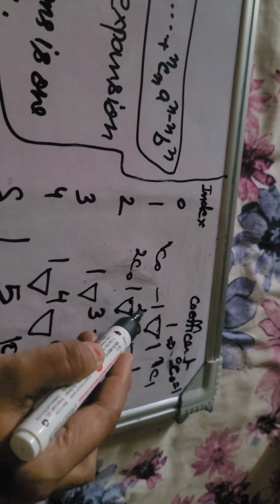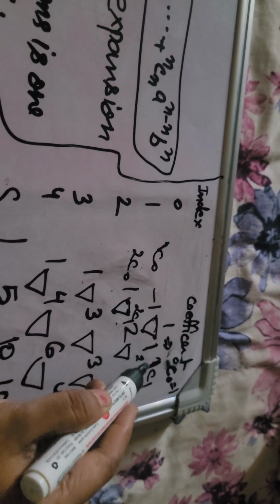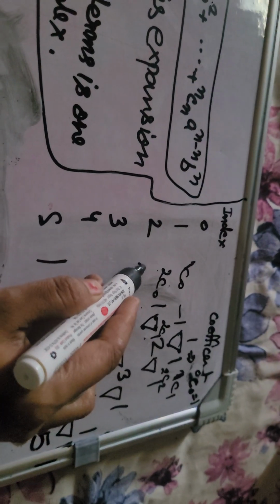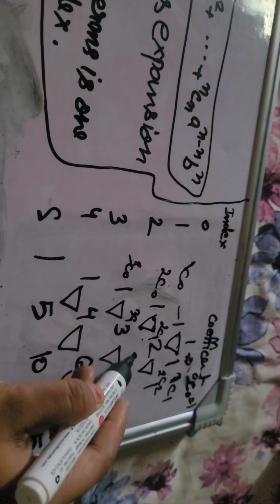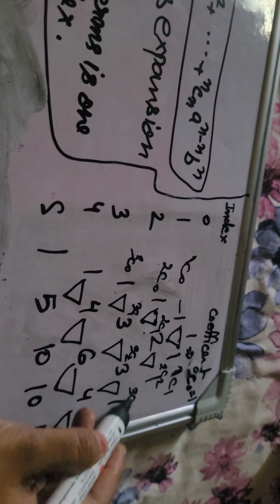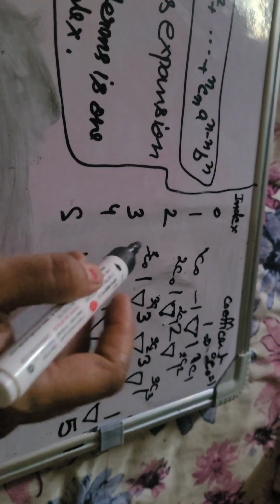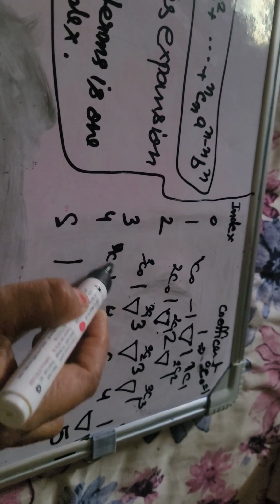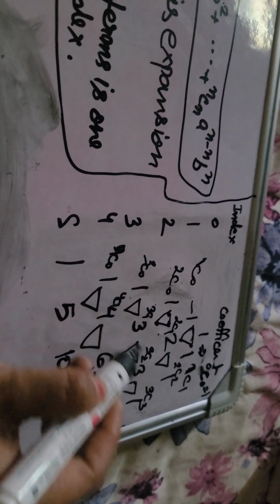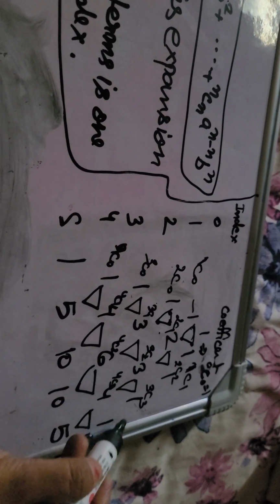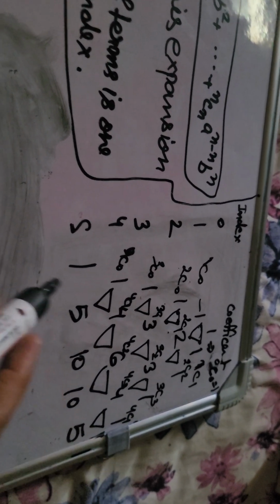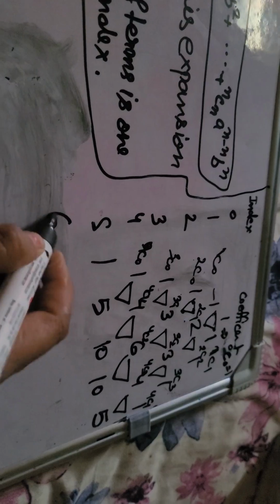2C1, 2C2, 3C0, 3C1, 3C2, 3C3, 4C0, 4C1, 4C2, 4C3, 4C4. Do you remember these things?